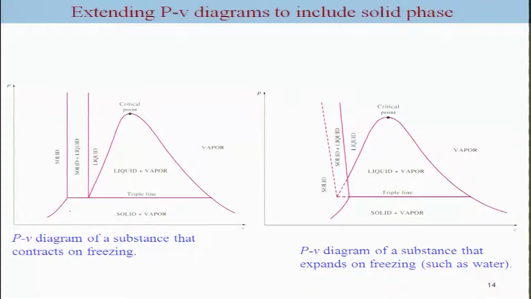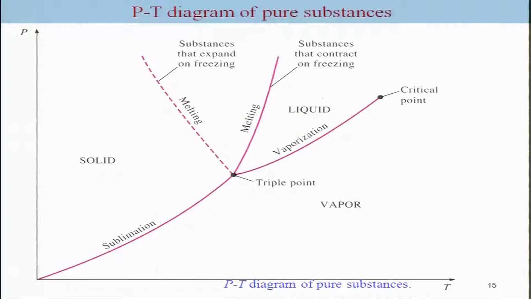So, let me summarize in this form. Again, this is a PV diagram for substances that contract on freezing, okay, and this is a PV diagram for substances which expand on freezing, and that is evident from this dashed solid-liquid line. Okay. So, on a PT diagram, this is the melting and fusion curve for substances that expand on freezing. This is the melting and fusion curve for substances that contract on freezing, the vaporization curve and the sublimation curve.